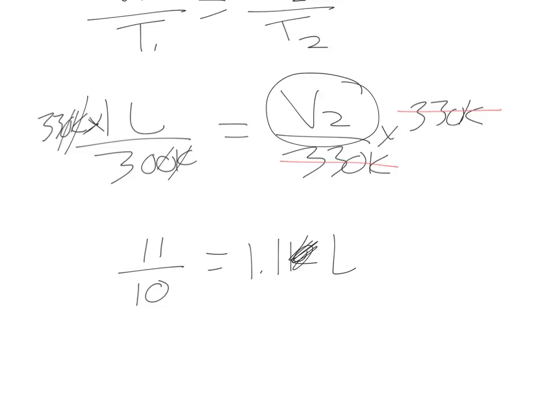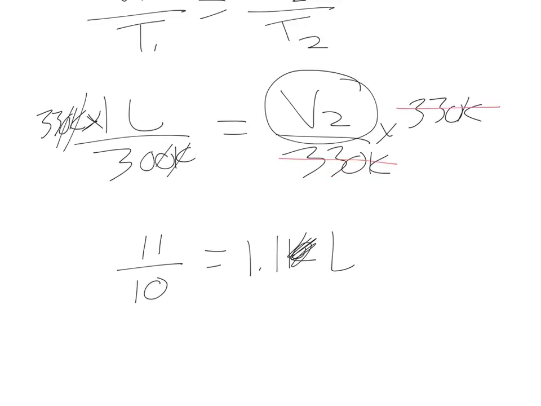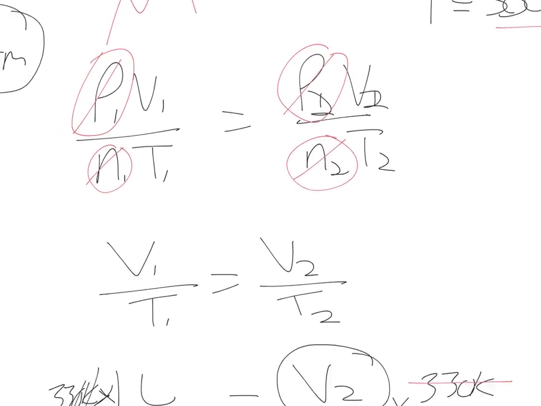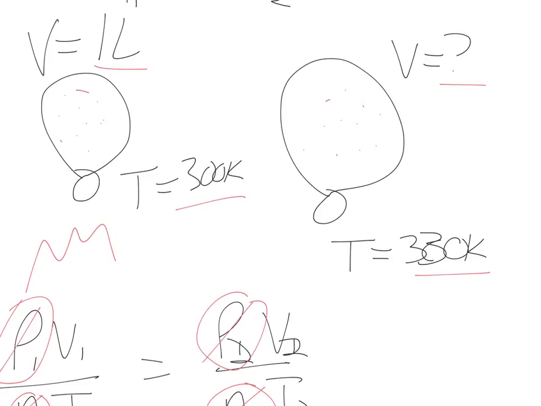1.1 liters. So let's make sure that makes sense. All right. 1.1 liters is the new volume. That's bigger than my original volume, which was only 1 liter. And I did heat it. I went from 300 up to 330. So this should make some sense to us. Heating the balloon will make a bigger balloon, unless I heat it too much and it pops. Okay.